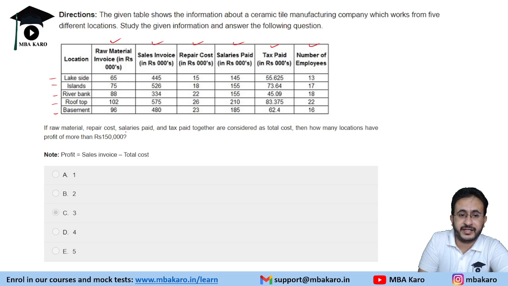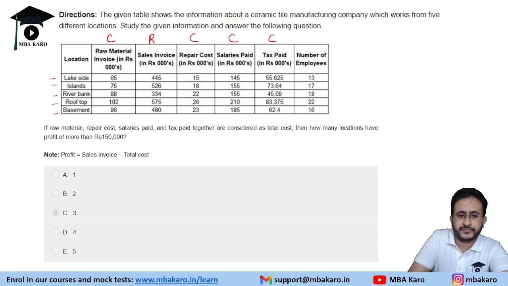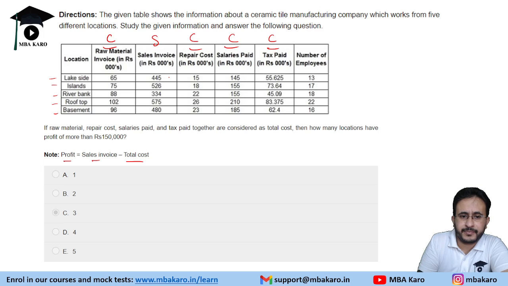It says if raw material, repair cost, salaries paid, and tax paid together are considered as total cost, how many locations have a profit of more than rupees 150,000? So these four are costs, and this is the revenue, or you can say sales. Profit is sales invoice minus total cost, so we need to add all these four and subtract from this to get the total profit.